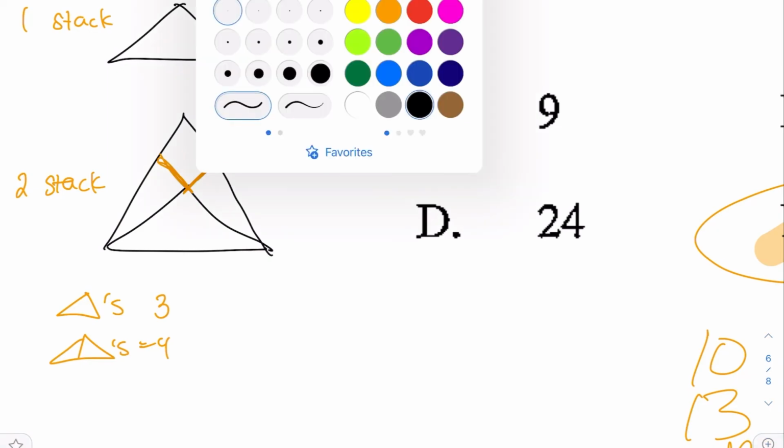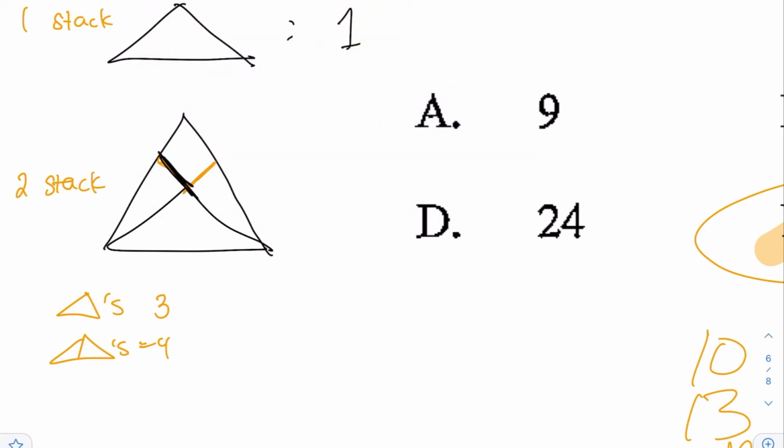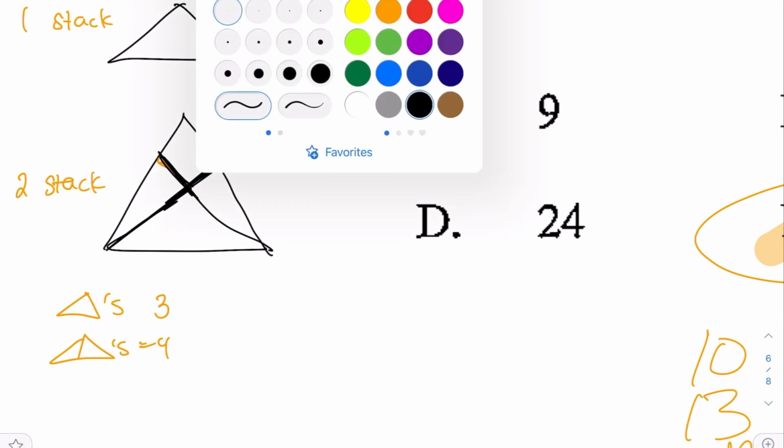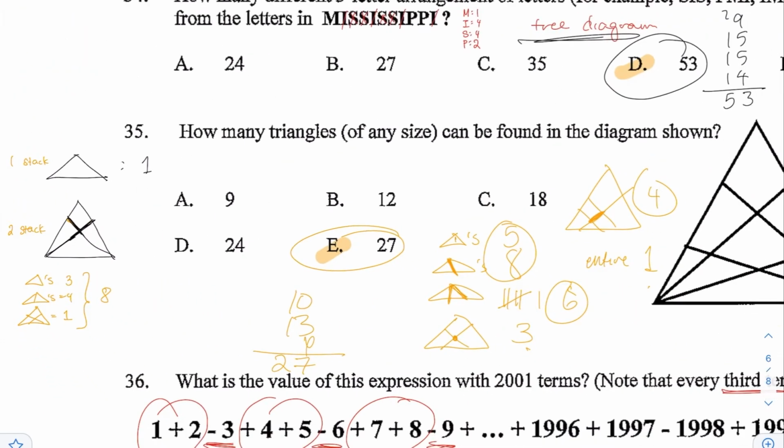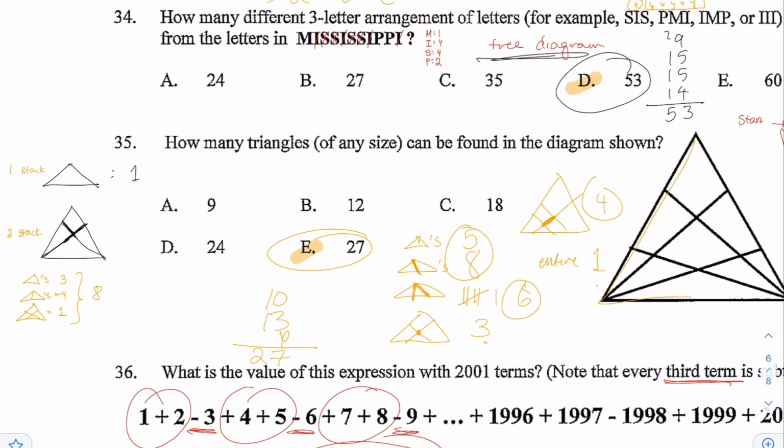So here again, you can count the number of lines here. So there's 1, 2, 3, 4. That will make the 4 triangles. And then finally have everything together. So if you add 3 plus 4 plus 1, you get 8. And then when you have 3 stacks, which we already did, you get 27.